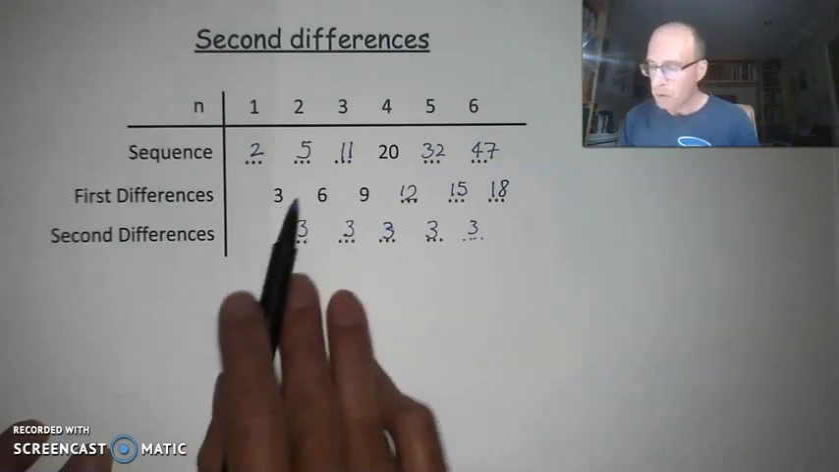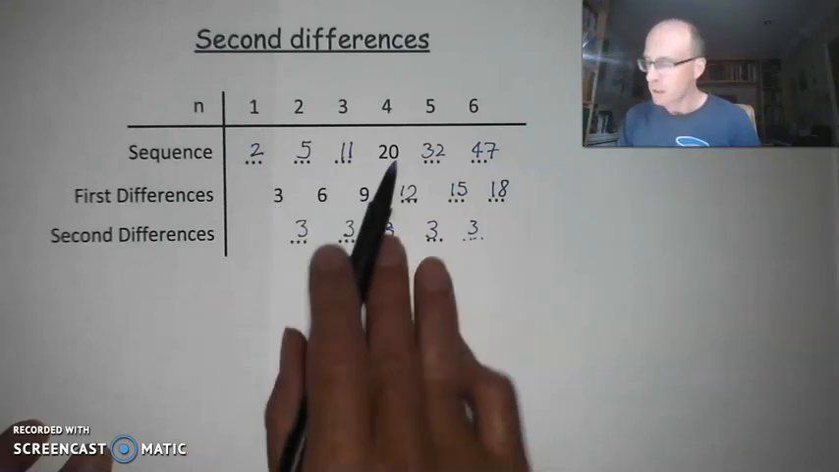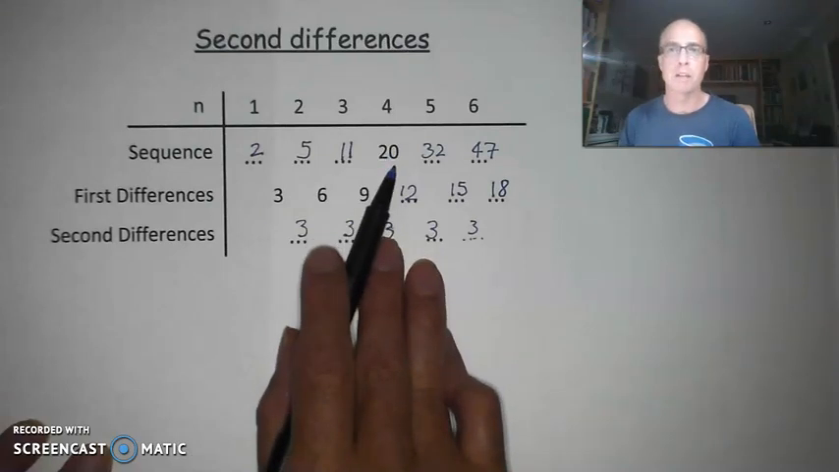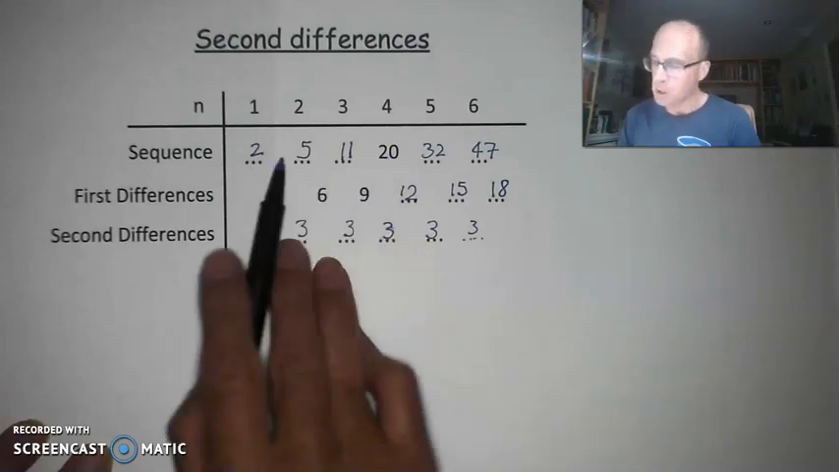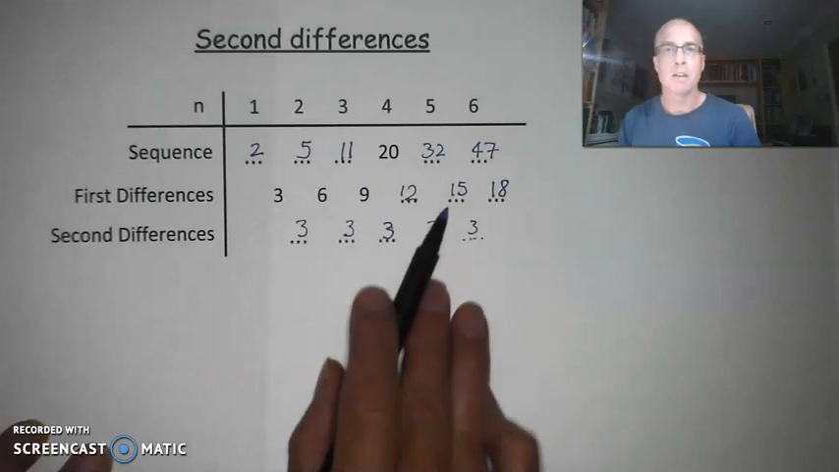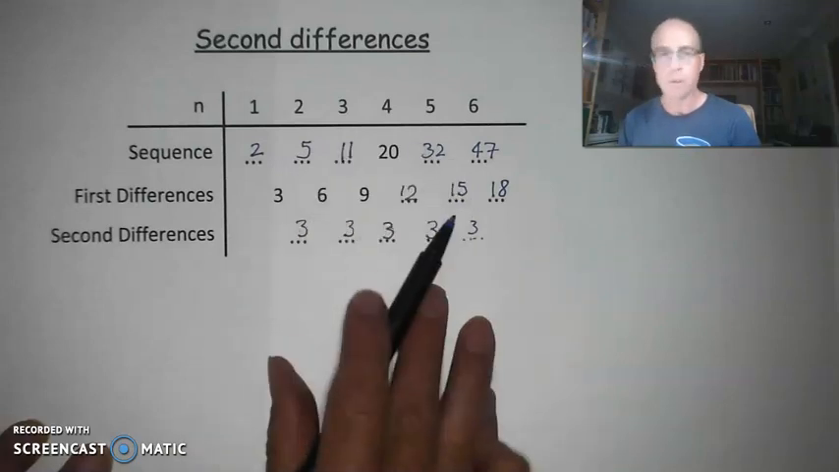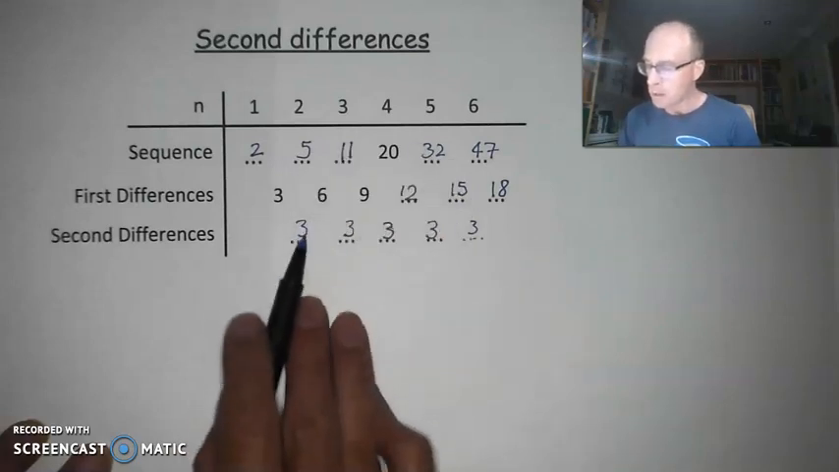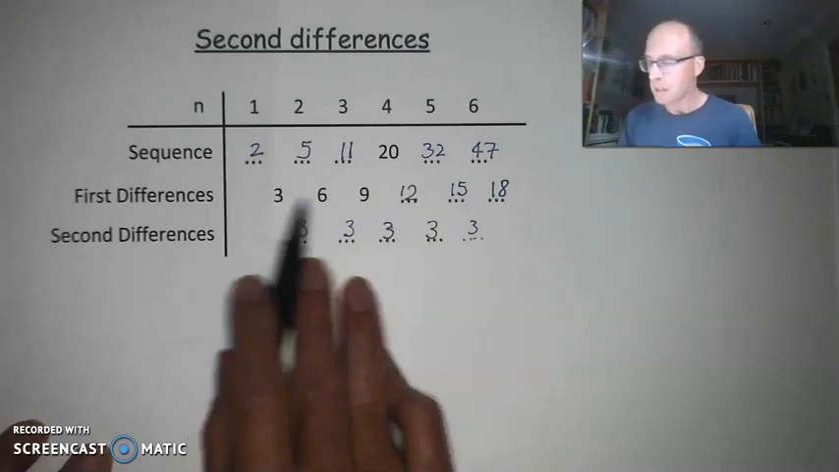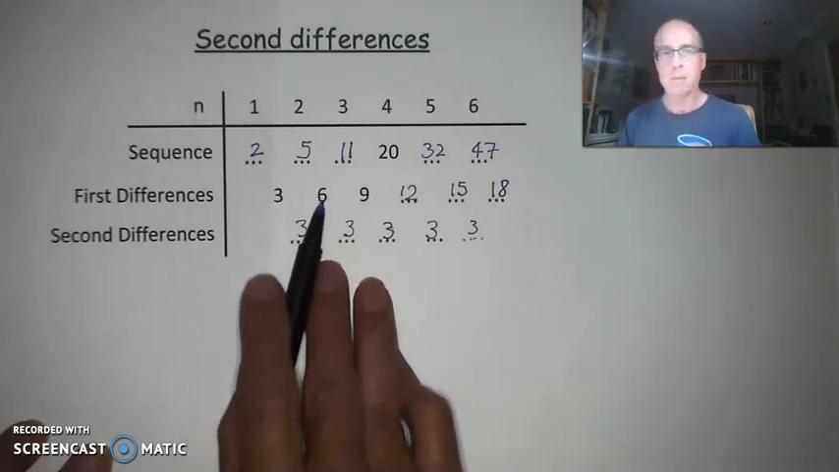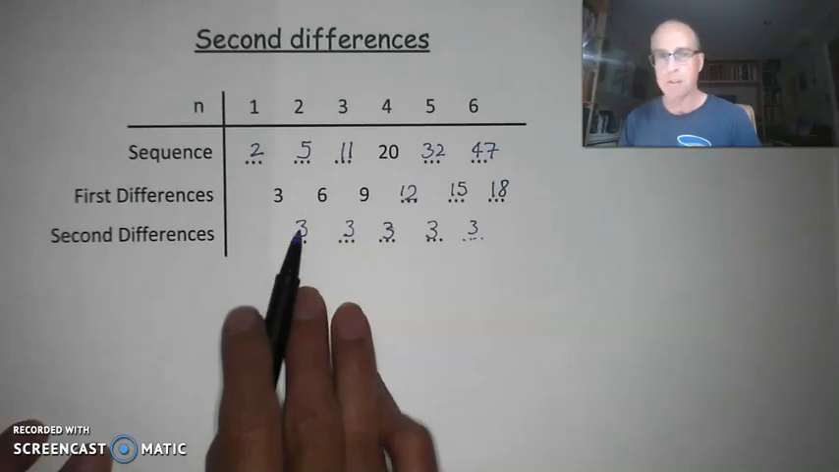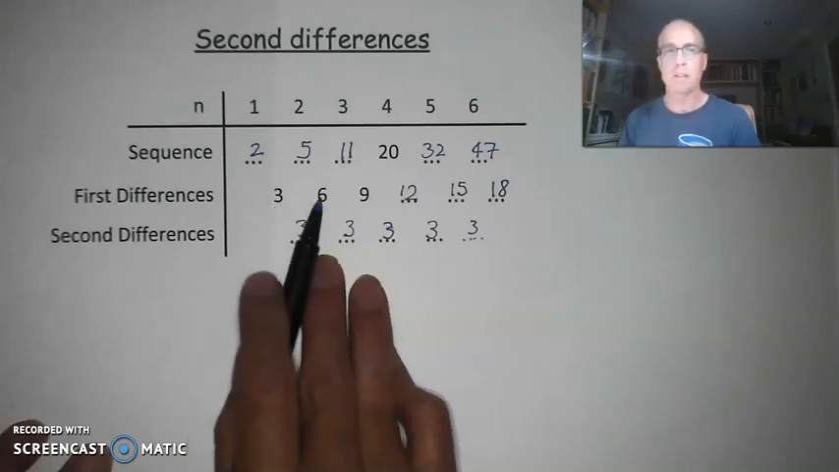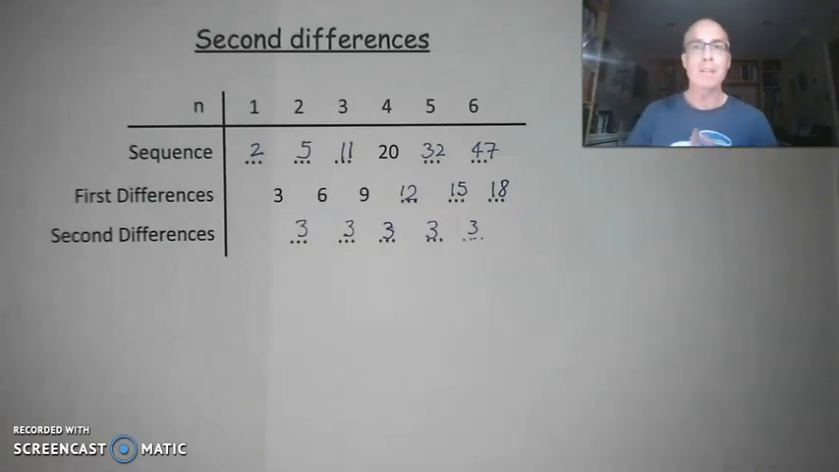So if we know some of these first differences, and maybe one of the sequence values here, we can use that information to generate the other values within the table. So just remember that the second difference, that's looking at the gap between these two. So this number must be that value, in this case 3, bigger than 3, to give me the value of 6.